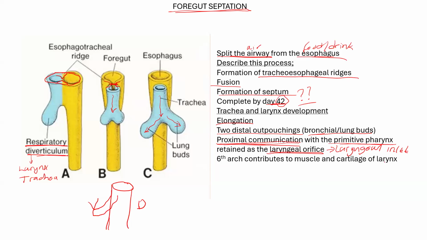Then for the larynx, remember, as we said when discussing the pharyngeal apparatus, the sixth arch contributes to the muscle and the cartilage of the larynx, okay? So I won't repeat on this, we have already done that. So that is how foregut septation occurs.